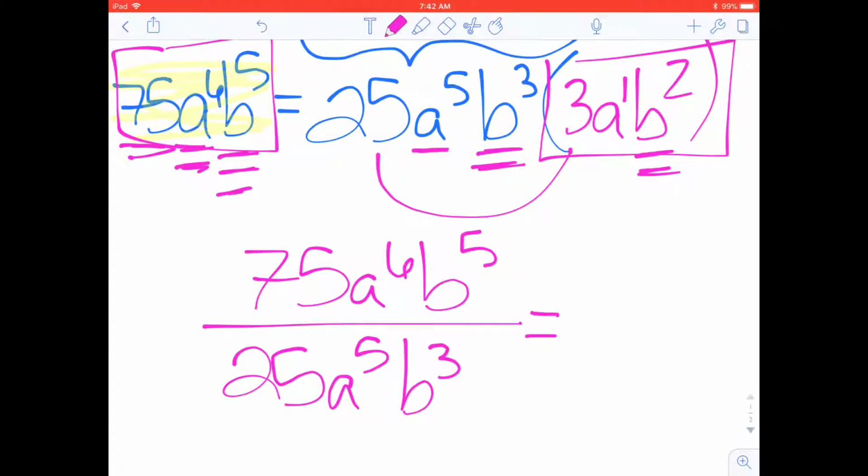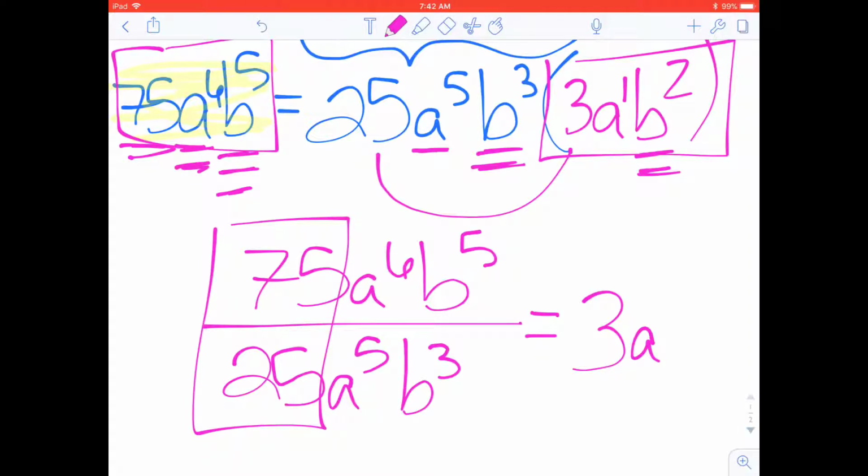But if you're not at that point yet, then you can set it up as a fraction here and just simply simplify it. And then if we simplify it like we normally do, start with your numbers. 3. If I have 6 A's on top and 5 on bottom, that leaves me with 1 up top. 5 B's up top, 3 on bottom, that leaves me with 2 up top. And you can see that I'm still left with my same answer. So that's how you would find missing factors.